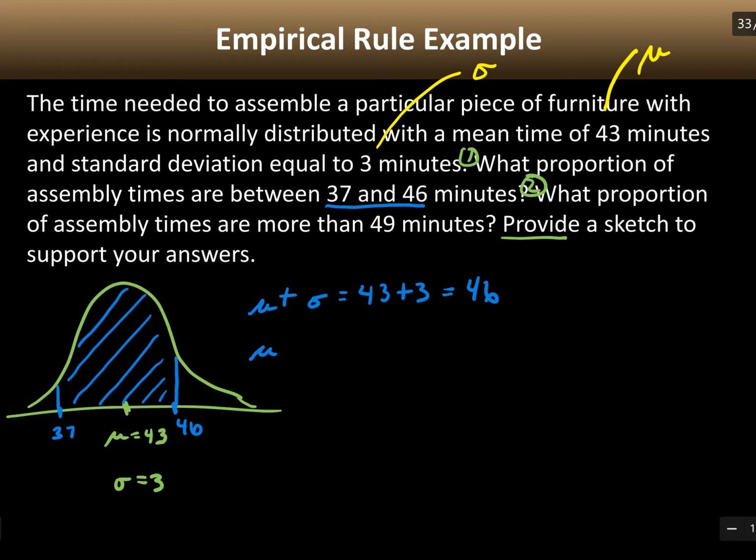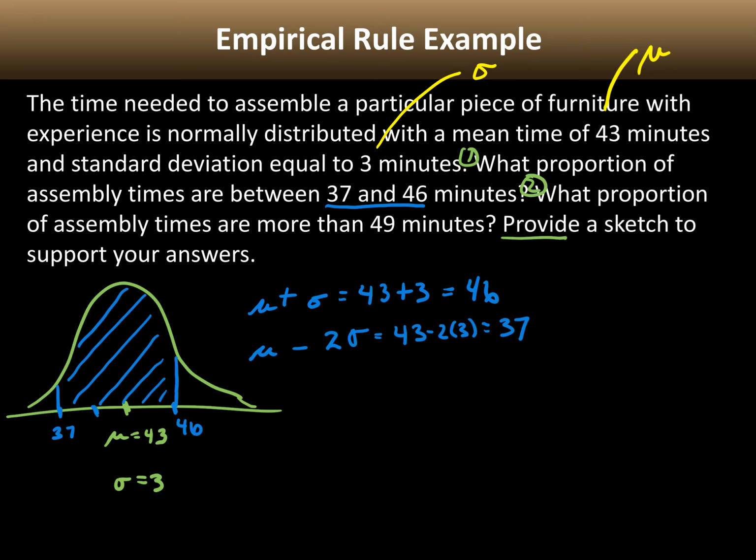How far away are we from 43 down to 37? It's below, so we want to subtract. If we only go 1 standard deviation, that would just bring us to 40, right? 40 would be here. That would be just 1 standard deviation. But if we go 2 standard deviations, that would be subtract 2 times 3, that would be subtract 6. That brings us to 37, which is our lower number that we want.